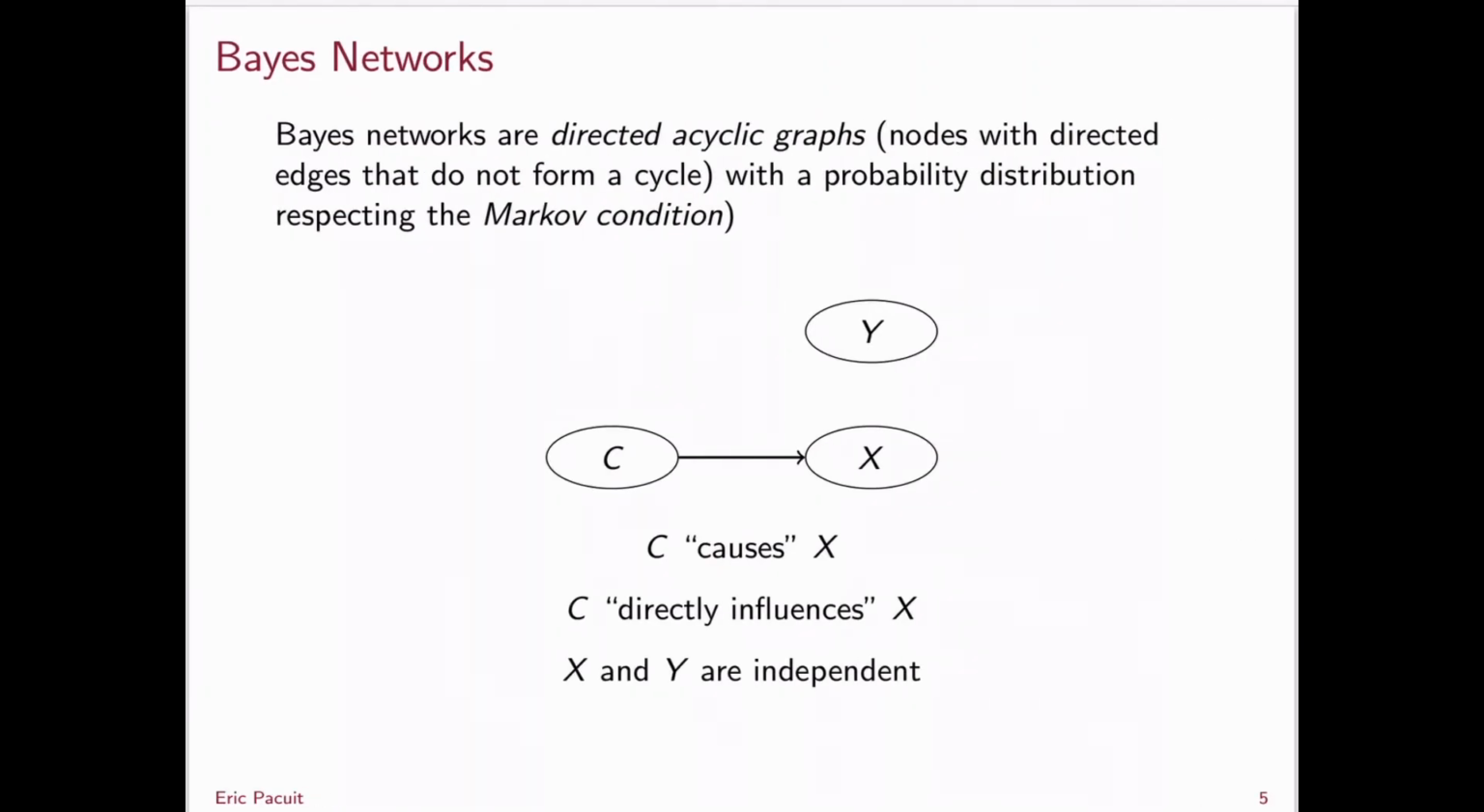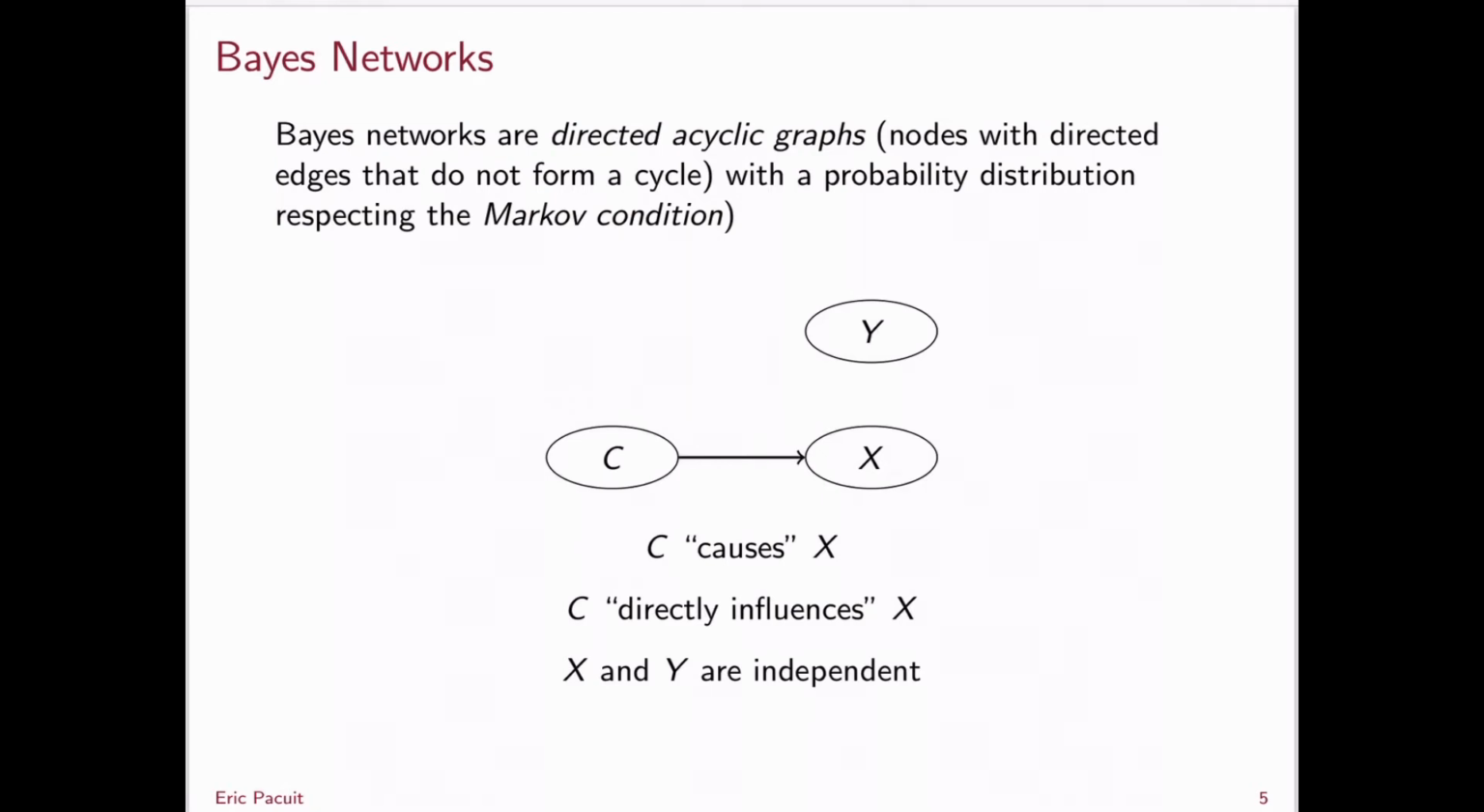Now we're ready to define a Bayesian network. A Bayes network is a directed acyclic graph, I'll say what that is in just a second, with a probability distribution respecting what's known as the Markov condition. And I'll also say what that is in just a second. So a graph is just a collection of nodes. So here we have one, two, three nodes, and they're labeled with C, X, and Y. We think of those as propositions or events.